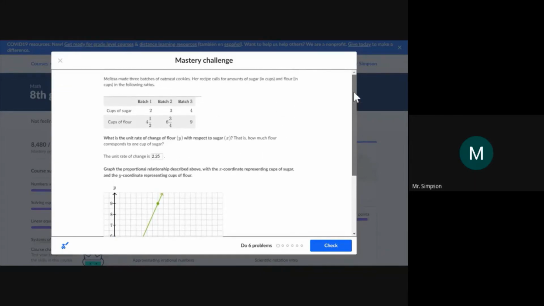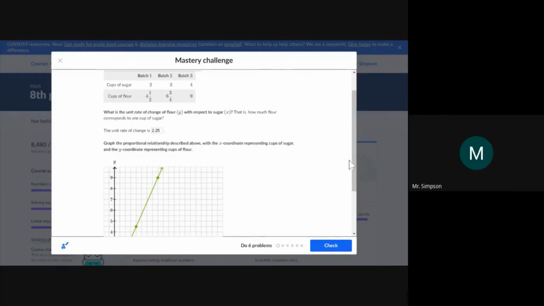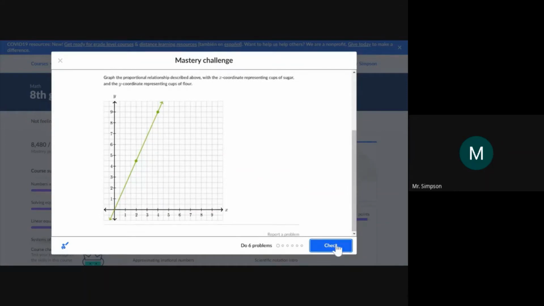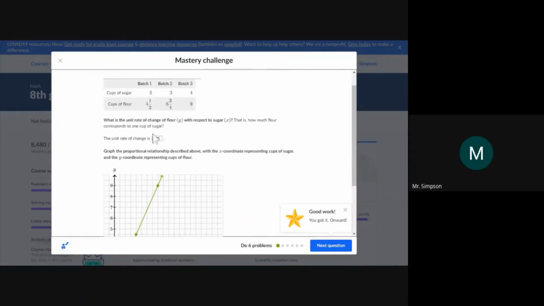All right, let's see if it's correct. Let's see what the answer is here. Let's see if they'll give us correct. Okay, so it is correct. They did take the decimal. And again, we got 2.25 by dividing 9 by 4. So for every cup of sugar, we had 2.25 cups of flour.